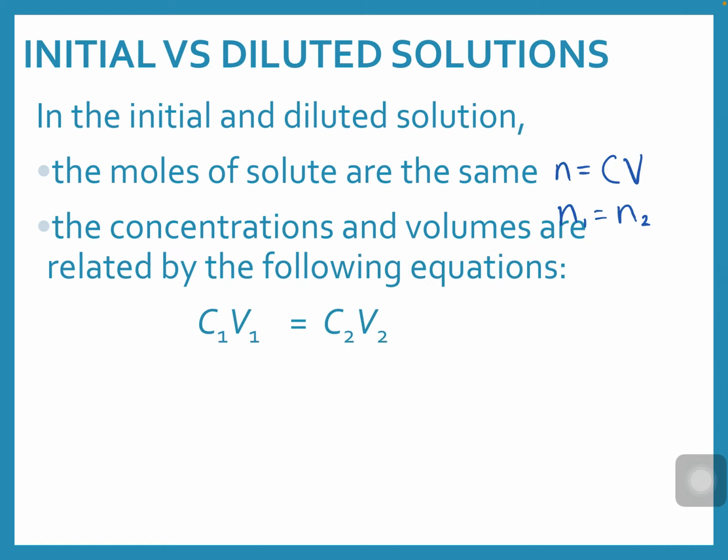So my initial concentration times initial volume gives me my number of moles. My diluted concentration times my diluted volume also gives me the number of moles, and because my number of moles hasn't changed, those two are equal to each other. So initial concentration times initial volume is equal to my final concentration times my final volume. And I can use this to calculate any one of these variables.